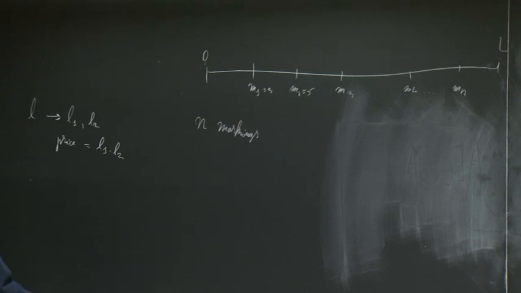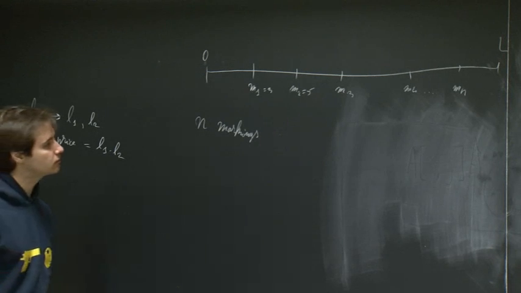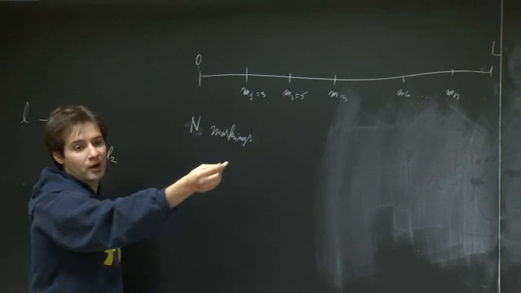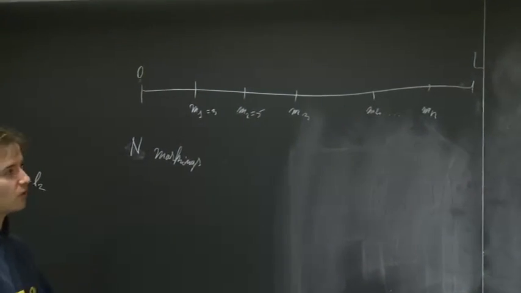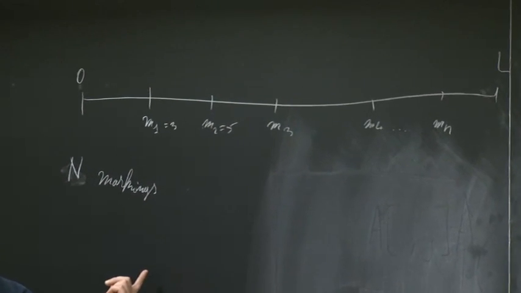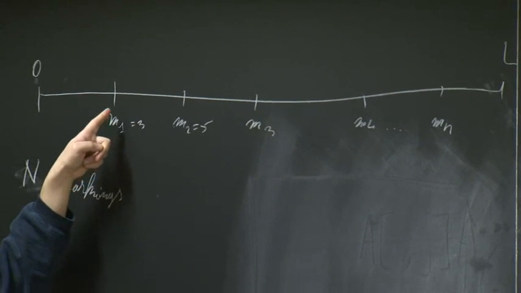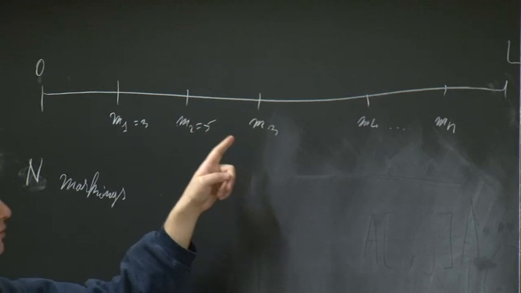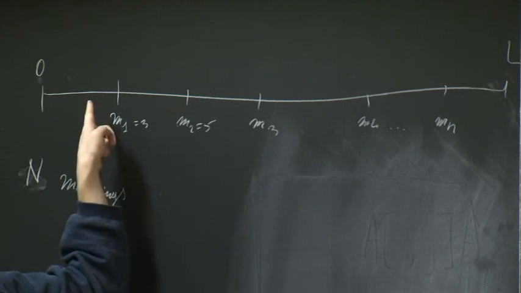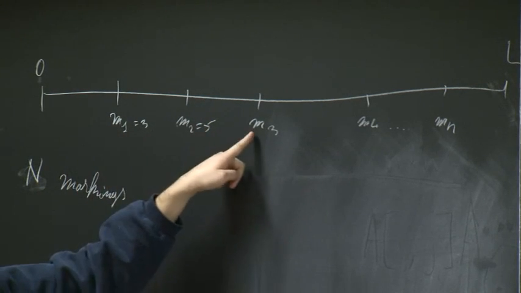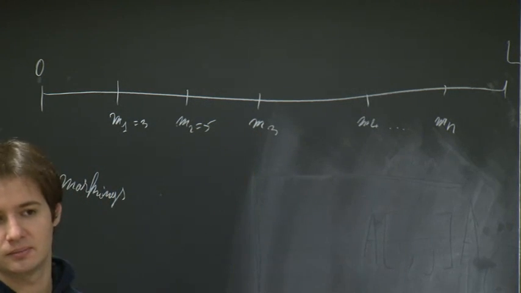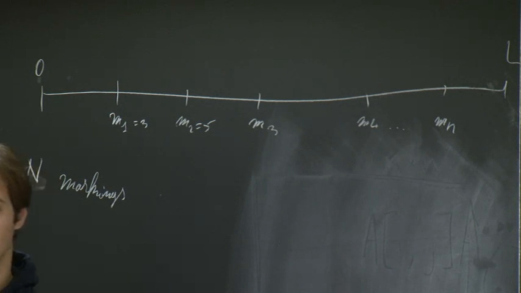How many pieces do you want it to cut into, or is it just like minimizing? So we're going to have to cut it at all the markings eventually. But the order in which you cut is important. So if I cut here first, then I'm going to pay 3 times L minus 3. Whereas if I cut in the middle first, I'm going to pay whatever this is, M3 times L minus M3. So we're trying to decide the order.